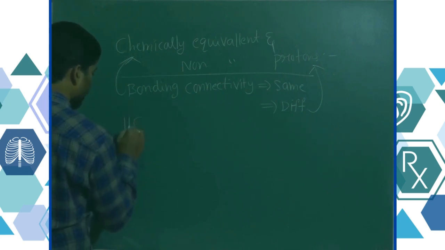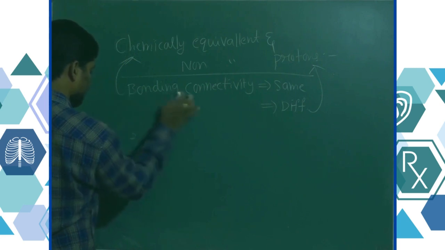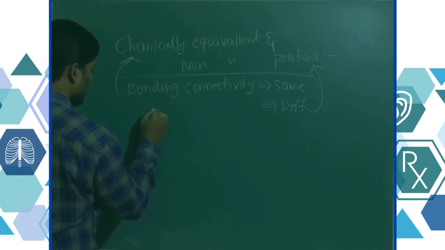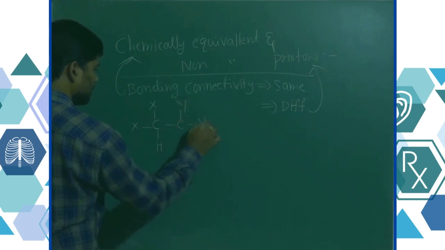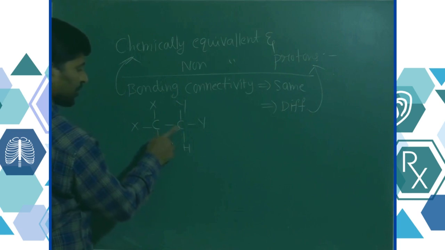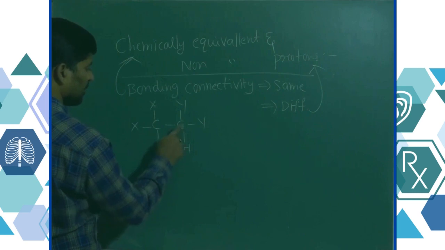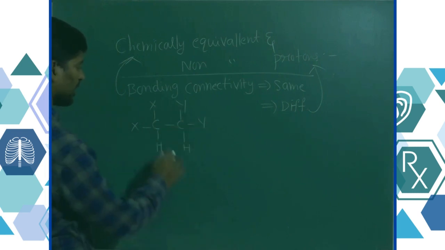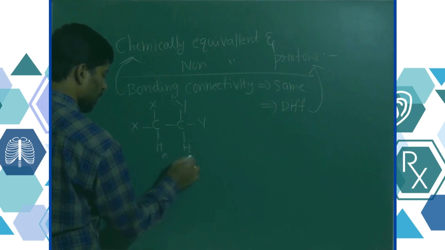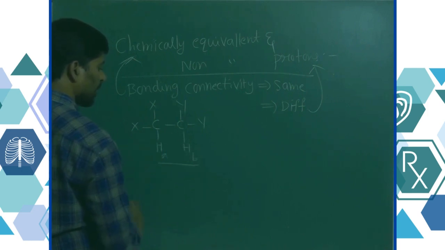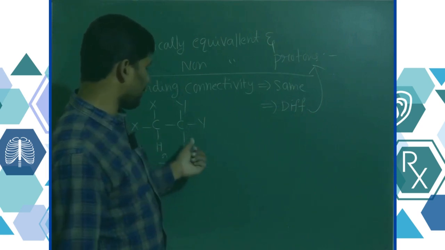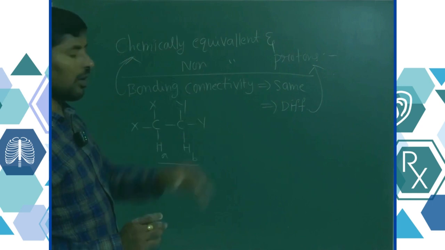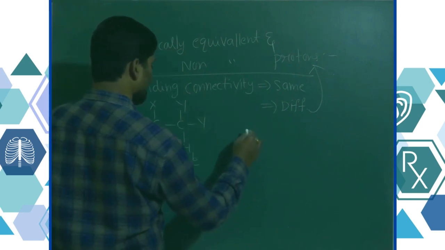For example, I am giving it like this. This hydrogen is attached to a carbon, and this hydrogen is also attached to a carbon, but this carbon is attached to two X atoms, while this carbon is attached to two Y atoms. So the bonding connectivity of these two is different. Therefore, how many types of protons do we have here? Two types of protons. The HA proton and the HB proton are chemically non-equivalent.